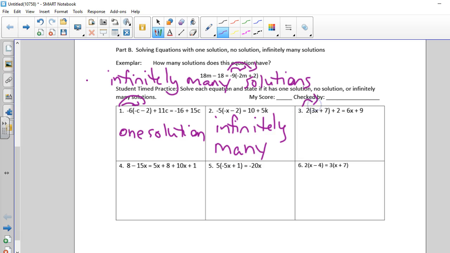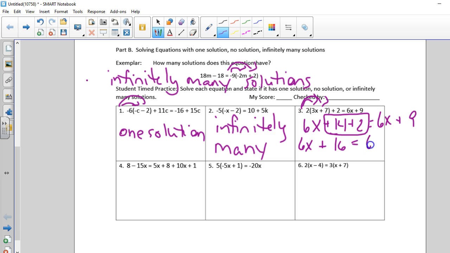2 times 3x and 2 times 7 have to be done first. So 2 times 3x is 6x, plus 2 times 7 is 14, plus 2 equals 6x plus 9. Put your numbers together, they're like terms. 6x plus 16 equals 6x plus 9. I don't need to go any further. I see a pattern. Do you see it?